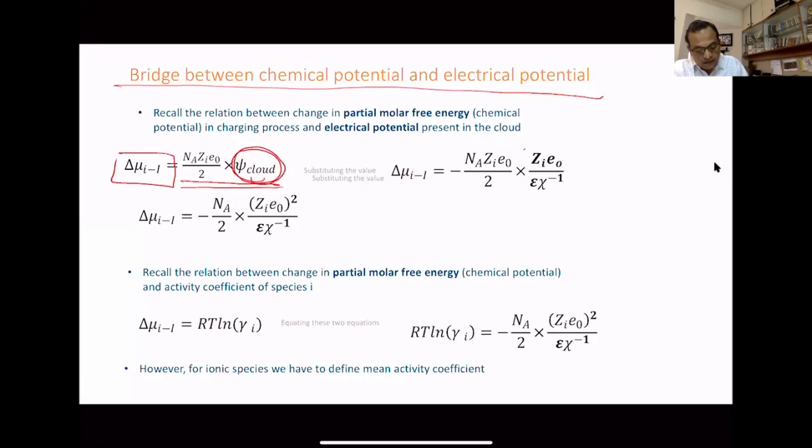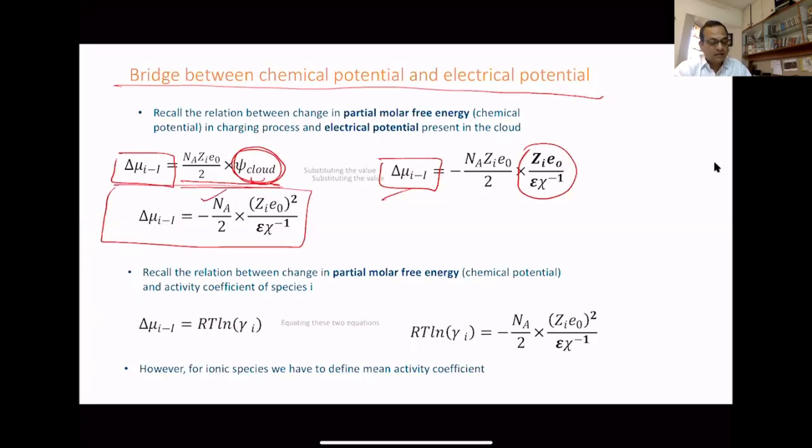What I get, if I substitute this value, is the partial molar free energy change in charging this cloud, which is nothing but equal to Z_i e_0 upon epsilon chi max. Just now we have calculated this, right? So this quantity is equal to minus N_A, what is N_A? N_A is basically Avogadro's number, upon 2 into Z_i e_0 square upon epsilon chi minus 1.